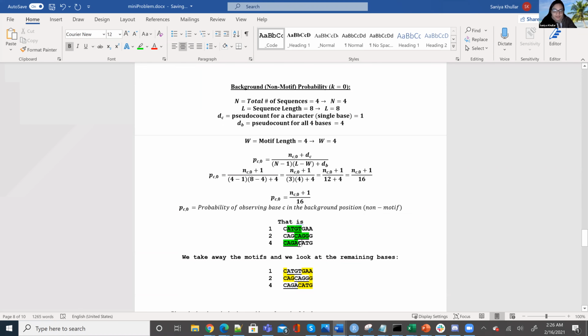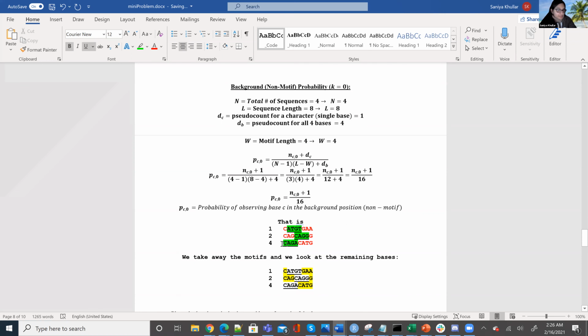So these are the background. The CATG, this is the part that we ignored. This is the background for sequence 4. And again, we only look at sequences 1, 2, and 4 because we are holding out sequence 3. This is the C here, and this is the GAA here. So we are holding out everything else. These red are the backgrounds because these are not motifs.